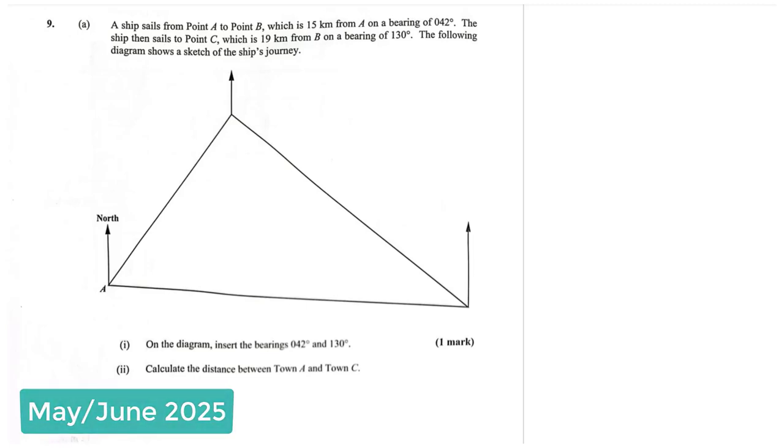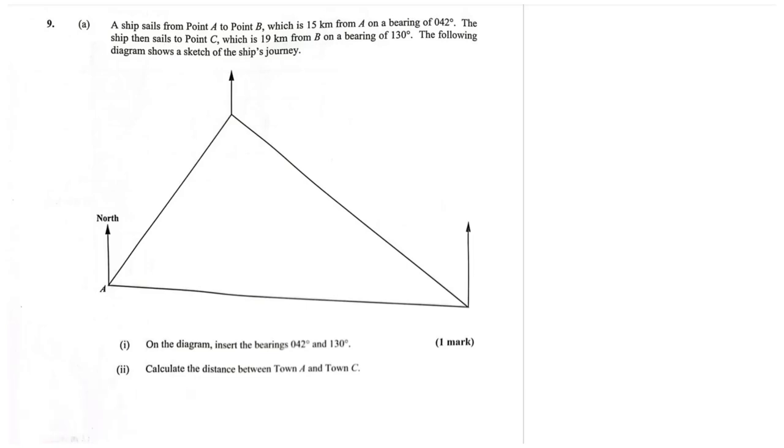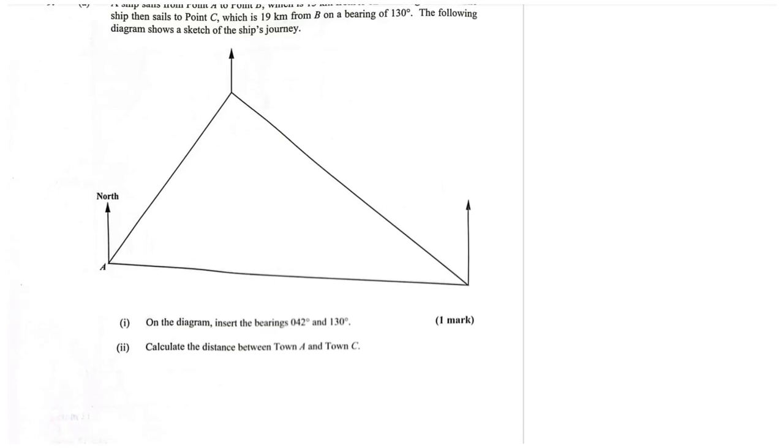A ship sails from point A to point B, which is 15 kilometers from A on a bearing of 42 degrees. The ship then sails to point C, which is 19 kilometers from B on a bearing of 130 degrees. The following diagram shows a sketch of the ship's journey. Right, so here is our diagram.